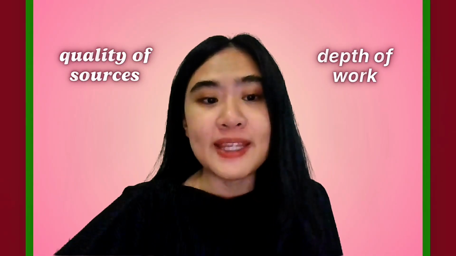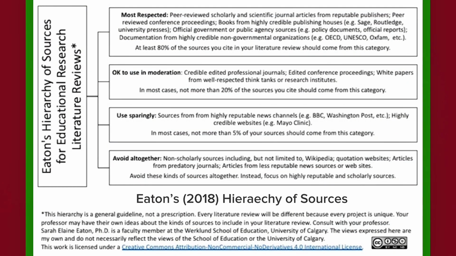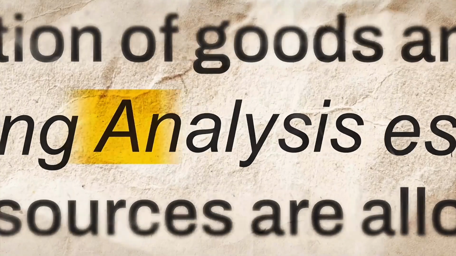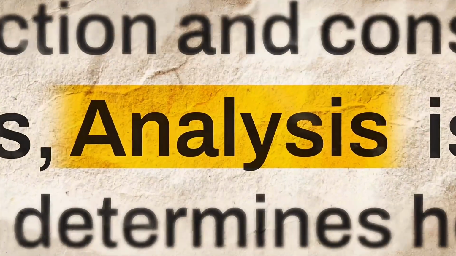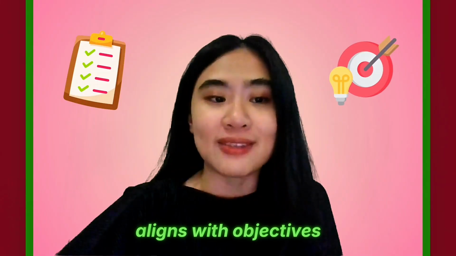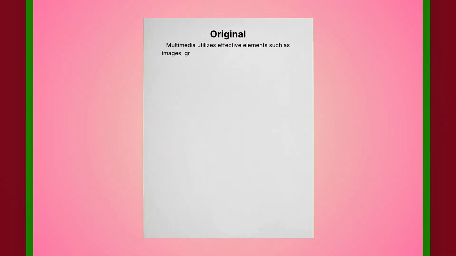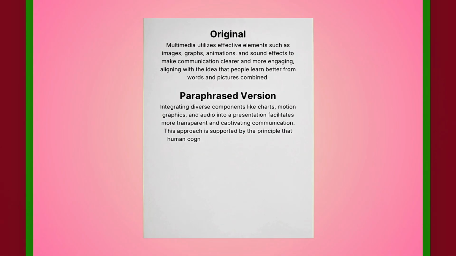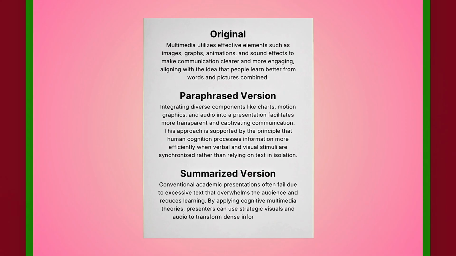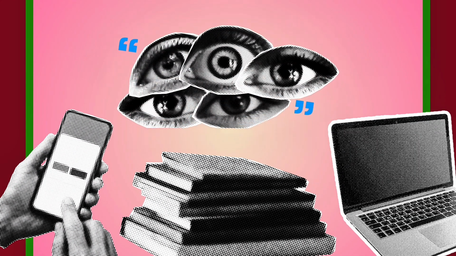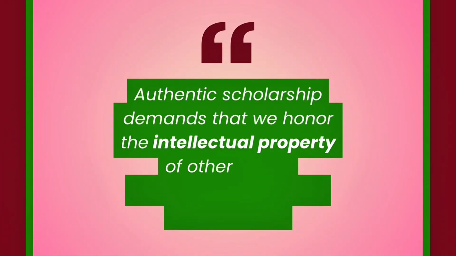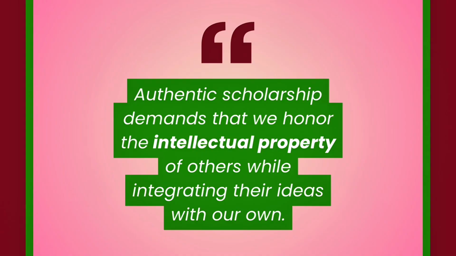Building on that, I've learned that the quality of your sources also dictates the depth of your work. While it is a fundamental skill to categorize materials using Eaton's hierarchy of sources, it is an entirely different competency to tactically assess which information aligns with your specific objectives. Furthermore, the practice of proper paraphrasing and citation establishes our credibility within the academic community. It lets others recognize the value of our work as it is well-founded. Authentic scholarship demands that we honor the intellectual property of others while integrating their ideas with their own.